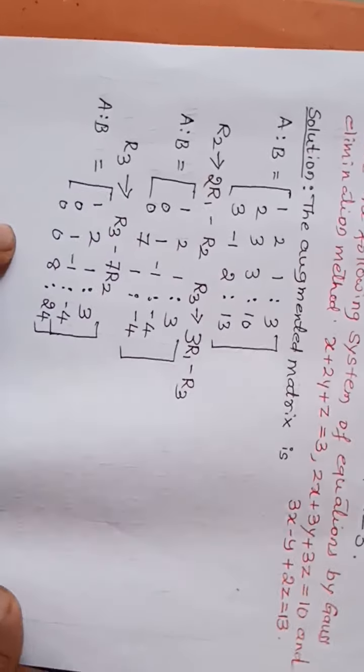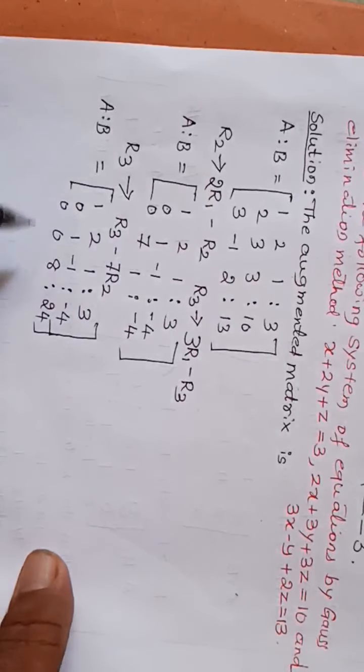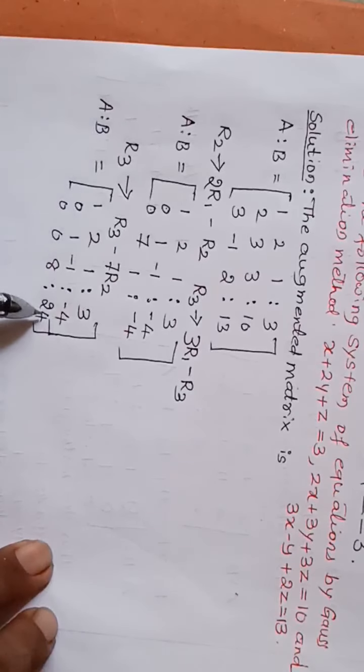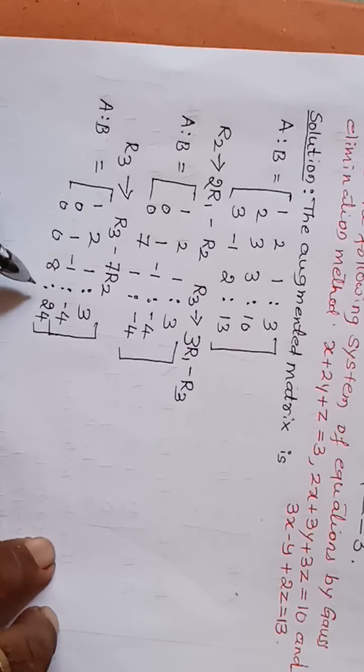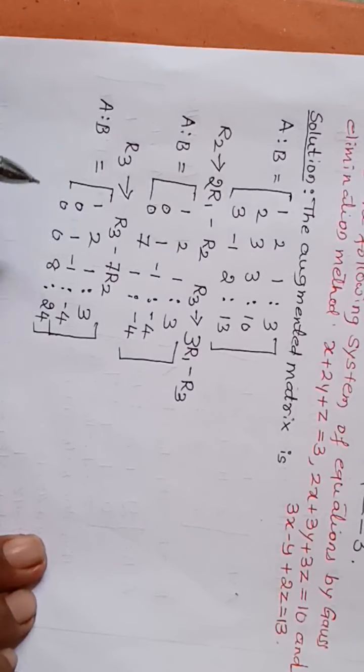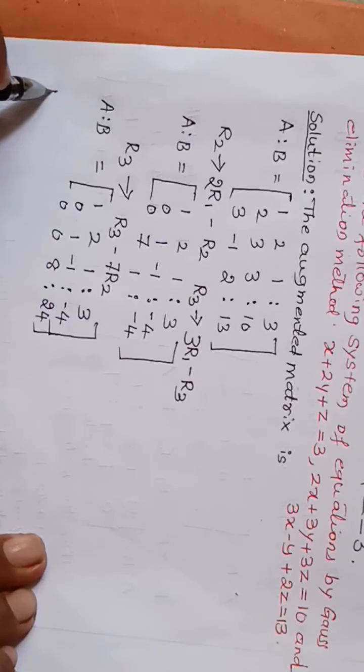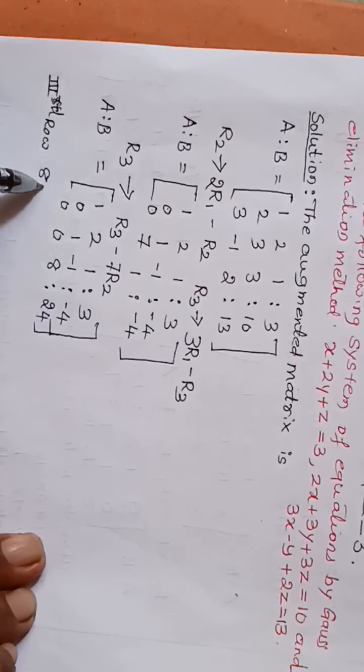Now we got almost the answer. From the third row, we get 0x, 0y, 8z is equal to 24. This implies z is equal to 24 by 8, which is 3. So z is equal to 3.